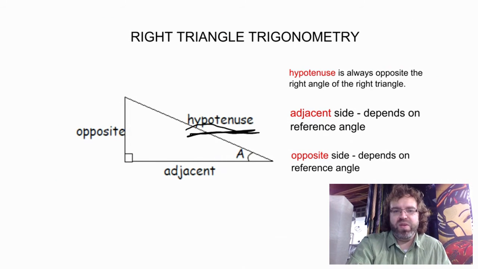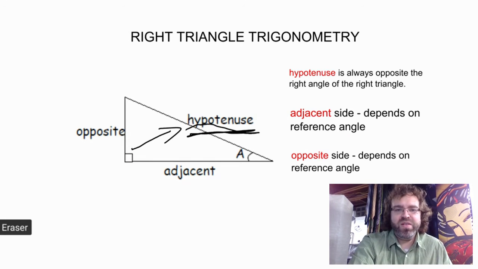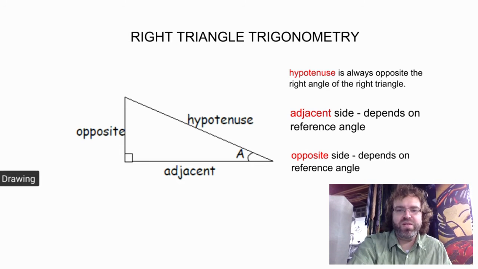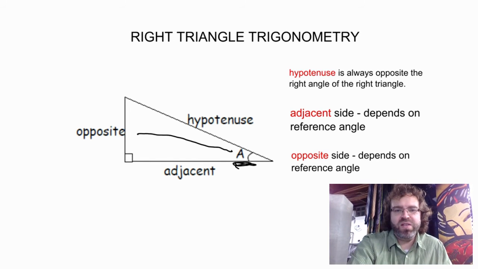Again, you're probably familiar with these, but the hypotenuse is always the side that is opposite of the right angle. Then the other sides, the opposite and adjacent side, really depend on what your reference angle is. So I'm just going to use reference angle A here. And the opposite side is the one that is opposite angle A. And the adjacent side is the one that is next to it.